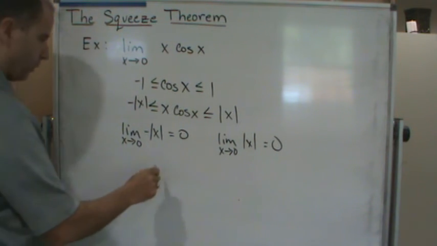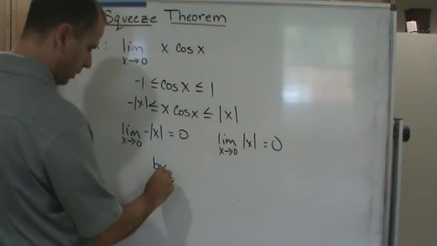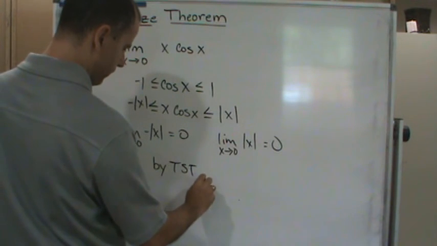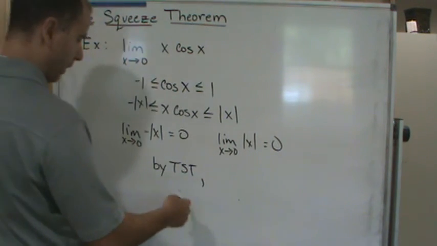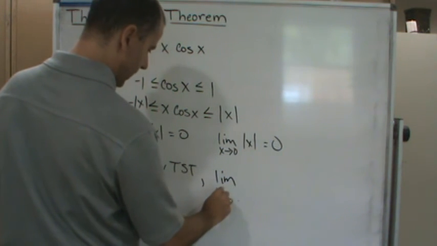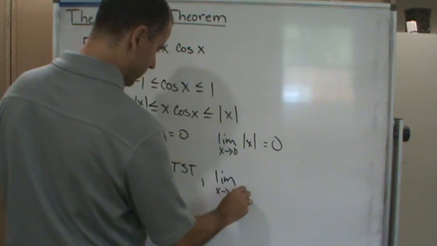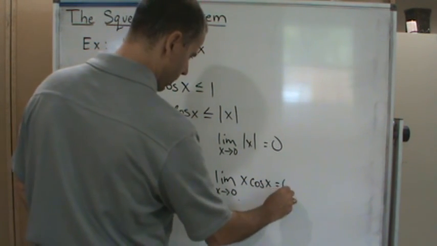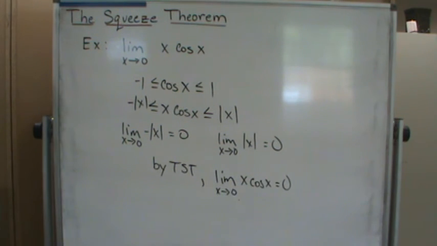So then by the squeeze theorem, what do we know? It must be true that the limit as x approaches 0 of x cosine x also equals 0.